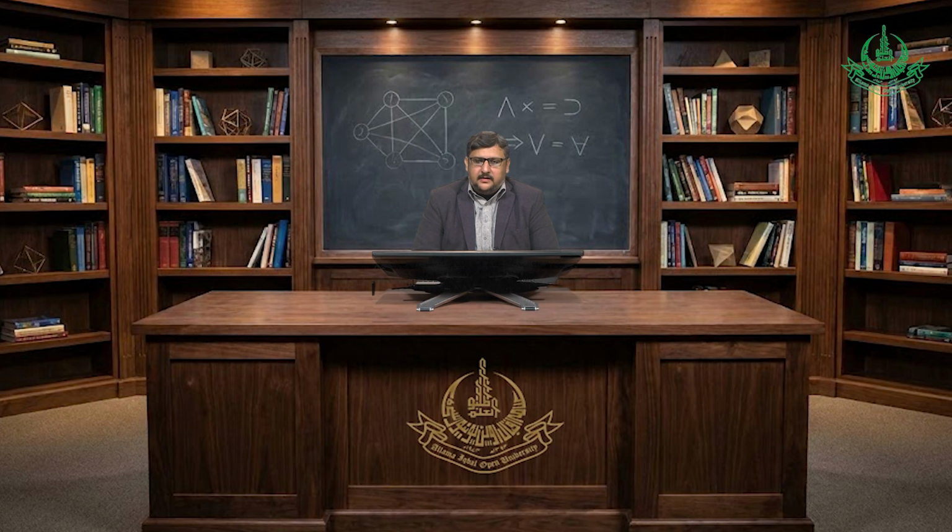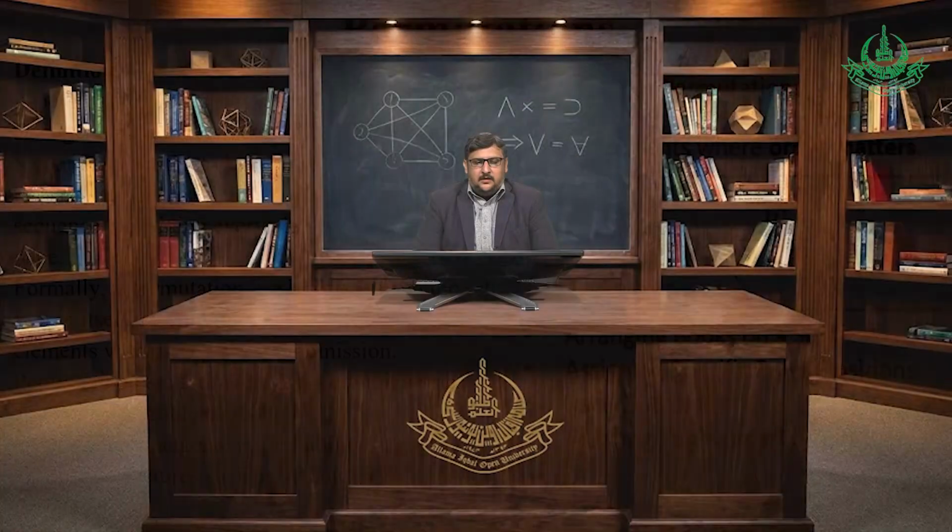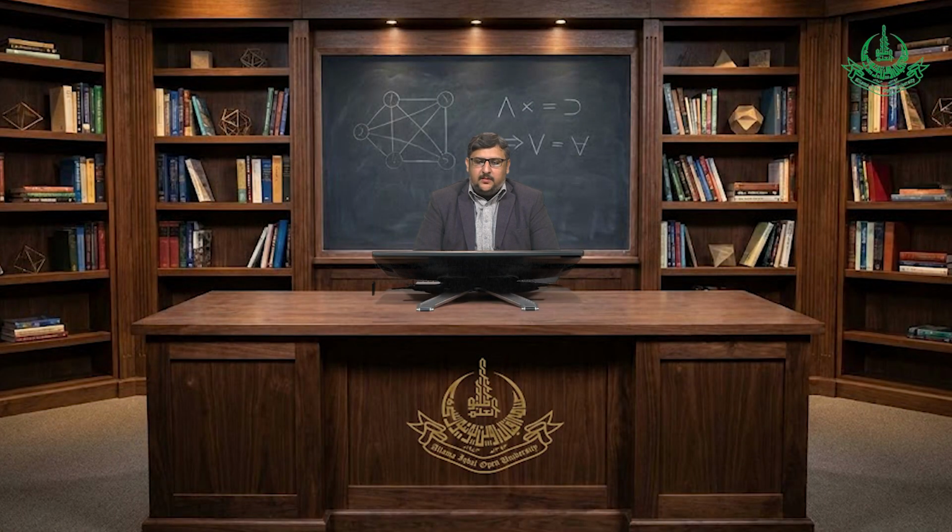Basically, the contents that this chapter has begin with the permutation. A permutation is an ordered arrangement of all the elements of a set S containing n distinct elements, for which the permutation corresponds to a unique sequence containing every element of S exactly once. You can say that a permutation is a bijection from the set S onto itself.